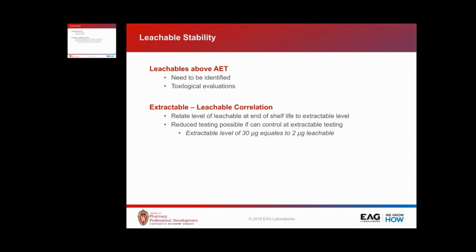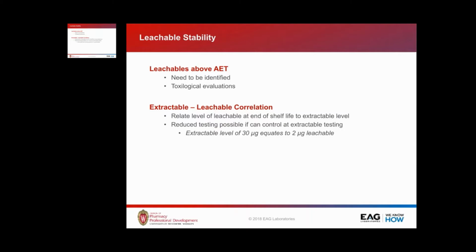The end goal in a lot of this is to try to establish an extractable leachable correlation. And what that allows you to do is predict in the final product how much of that leachable is going to be present. So the idea is that if you've appropriately qualified or characterized your container closure system, you can say, for example, that you have 30 micrograms of that extractable. Let's say it's compound A. So there's 30 micrograms of compound A in your container closure system. If you can establish an extractable leachable correlation with data, then you can definitively say that that's going to correlate to 2 micrograms in the leachable.